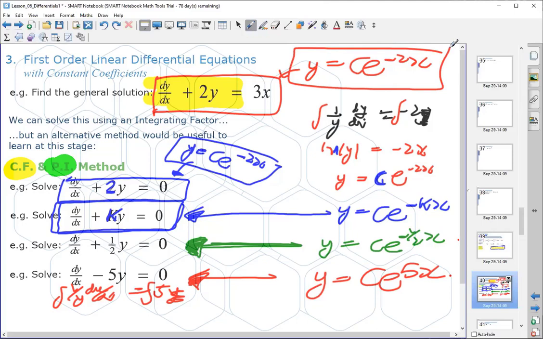But I cheated. I scratched the 3x off, called it 0, then I did this, then I said the answer is Ce to the minus 2x. Is that an acceptable thing to do? No. You can't just scratch off the right-hand side of an equation and then say, yeah, I've solved the one where I disappeared the right-hand side of the equation.